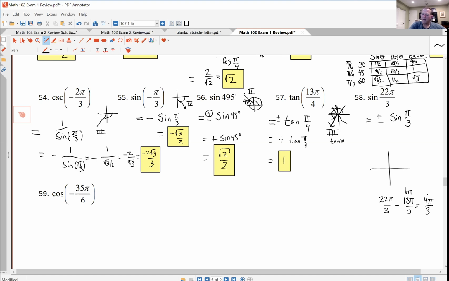Okay, so I recognize that 4 pi over 3 as a pi over 3 past pi. Reference angle, we said was pi over 3. We're in quadrant 3, and that's where sine is negative. Sine of pi over 3 is root 3 over 2.